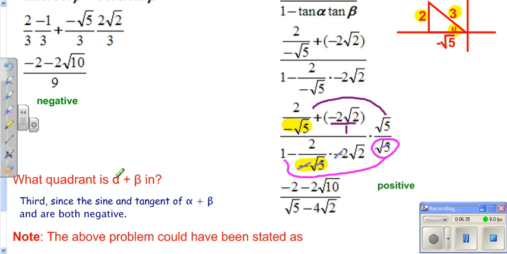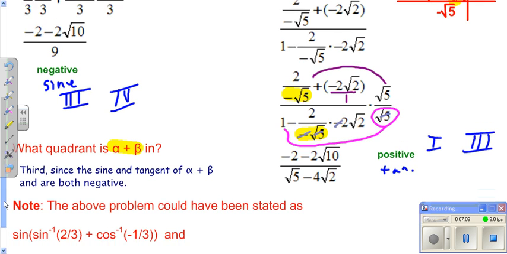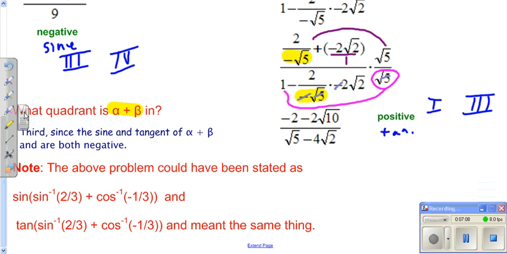So which quadrant is alpha plus beta in? Well, if your sine is negative and your tangent is positive, there's only one way that can happen. When is sine negative? That's in quadrants 3 and 4. When is tangent positive? That's in 1 and 3. The only quadrant that overlaps between these two possibilities is quadrant 3. So we know our answer is in quadrant 3 for alpha plus beta.